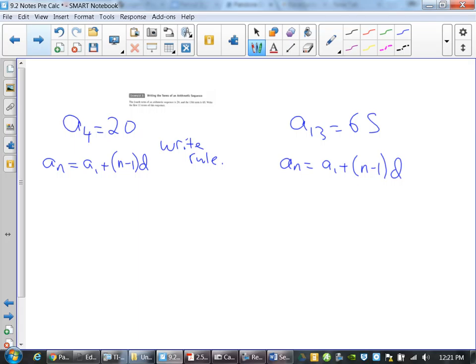And in here then, I know that I have the fourth term, and I know that I have the 13th term. So that means my nth value is going to be 4. So a sub 4 is still going to be the first term plus 4 minus 1 times my common difference. In this case, the fourth term was 20, so I know I have 20 equals the first term plus 3 times d. All right with that?